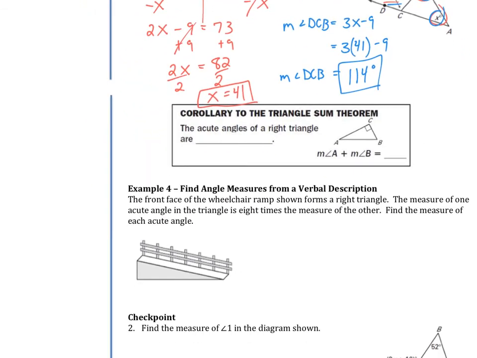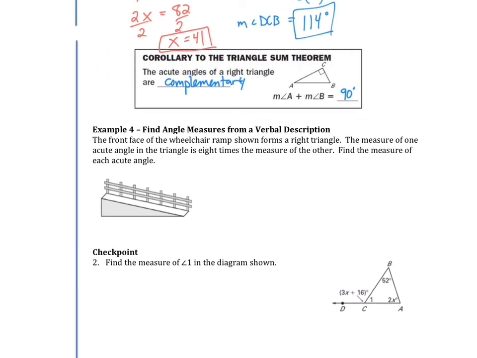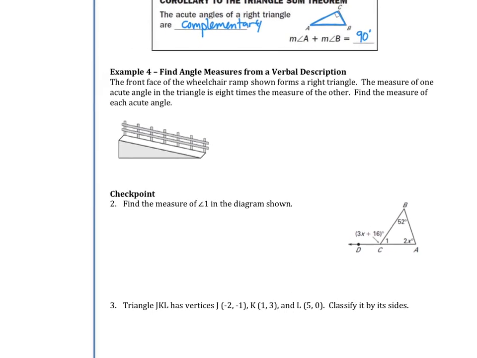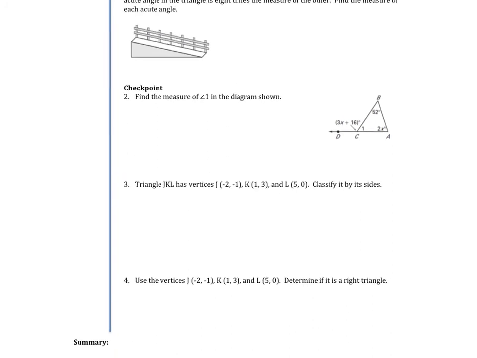Okay, and then we have a corollary. The corollary says that the acute angles of a right triangle are complementary. What that means is the acute angles add up to 90. So the measure of angle A plus the measure of angle B is equal to 90 degrees. The reason is that the whole triangle adds up to 180, and if the right angle is 90, when you add up the other two angles, you should get 90. And then we have a few checkpoints.